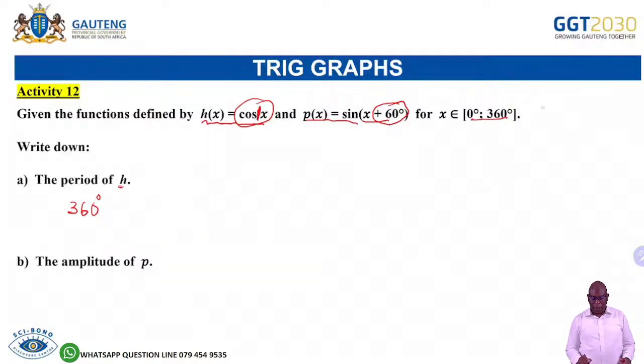So if it's 1, I'll say 360 degrees divided by 1, and that is the period. If that number was 2, I'll say 360 divided by 2, then the period will be 180. If that number was 4, it will be 360 divided by 4, which is 90. The period will be 90. So that's how we get the period. But because it's 1 here, it's 360 divided by 1.